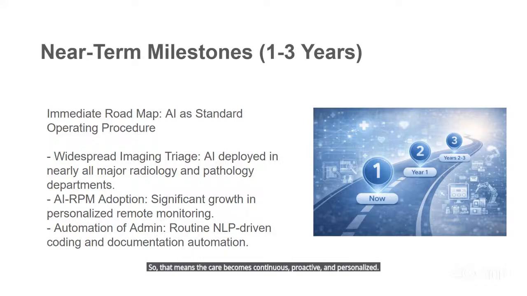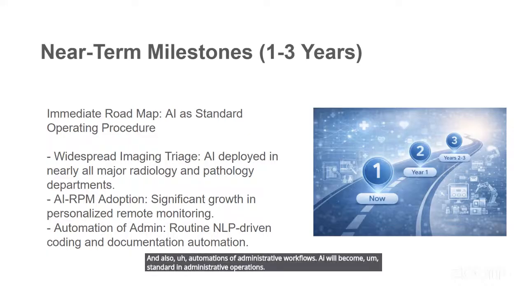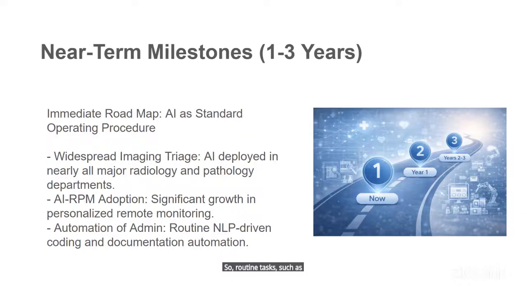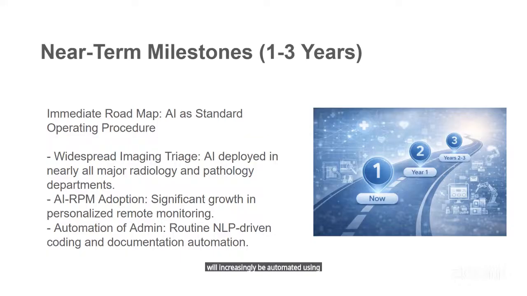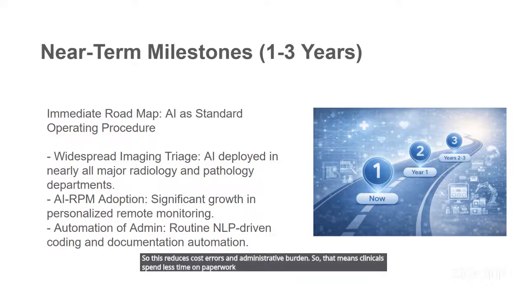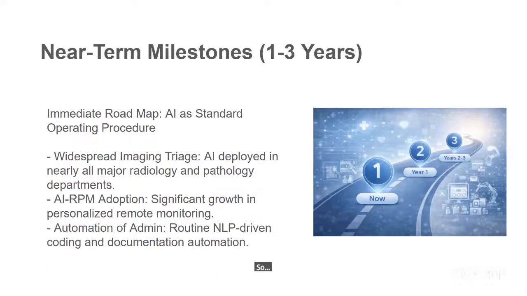And also automation of administrative workflows. AI will become standard in administrative operations. Routine tasks such as medical coding, clinical documentation, and claim processing will increasingly be automated using natural language processing, as I mentioned before. So this reduces cost, errors, and administrative burden. That means clinicians spend less time on paperwork and more time with patients. So the image shows the roadmap and highlights that these milestones are not separate developments, but part of coordinated transitions.